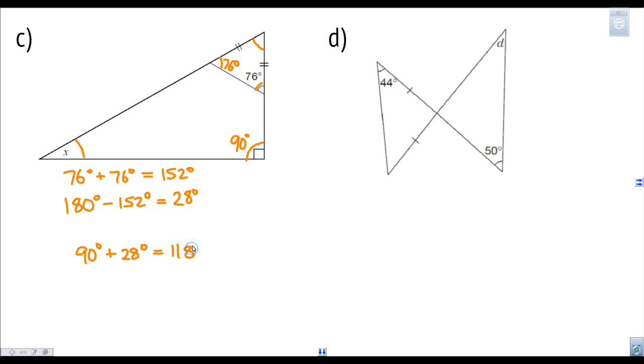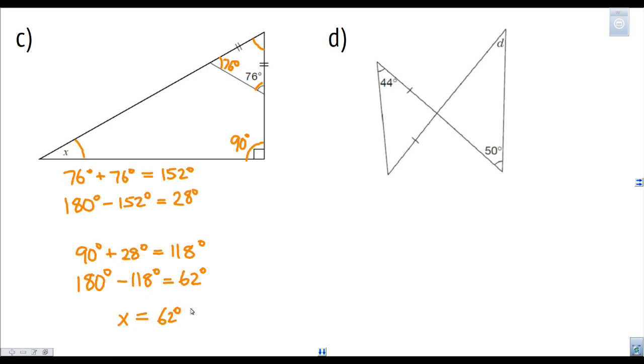118 degrees. Now what I'm going to do is I'm going to take that away from 180 degrees, and that will get me the remainder here. So 180 minus 118 will get me 62 degrees. Okay, so I'm going to write down here x is equal to 62 degrees.